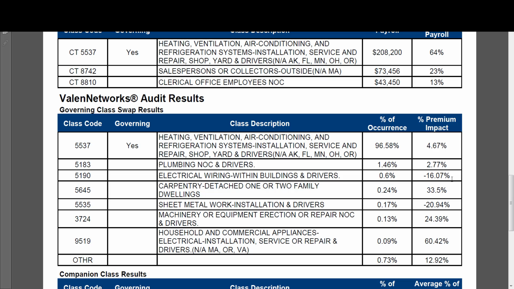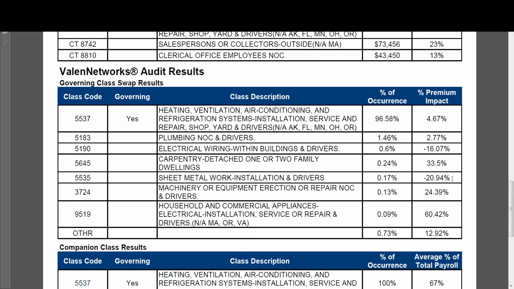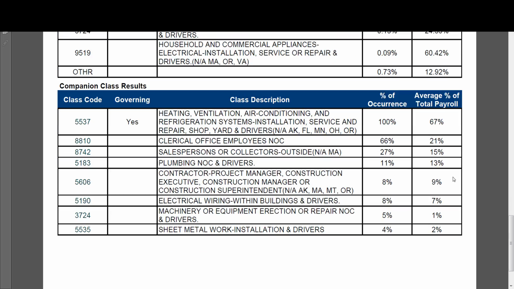Since 5537 is our initial governing class code, we want to know how often similar accounts have exposure issues. Well, our industry database tells us that over 96% of the time, accounts with 5537 as the governing class code are correctly identified. So there's no problem here. Now let's go down to section 3, where we look at companion classes.